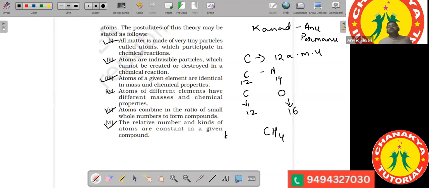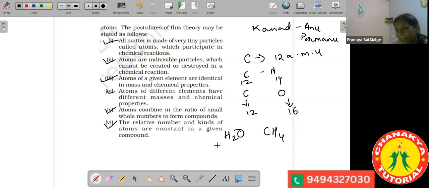Similarly, if you take H2O, according to this statement, water will always contain 2 atoms of hydrogen and 1 atom of oxygen. So the relative number and kind of atoms are constant in a given compound. For any given compound, the relative number and kinds of atoms are constant. So these are your 6 postulates of Dalton atomic theory.